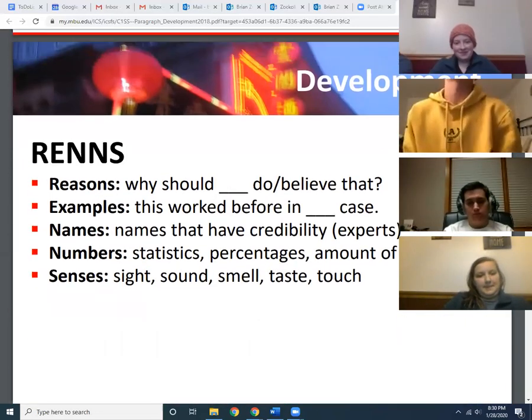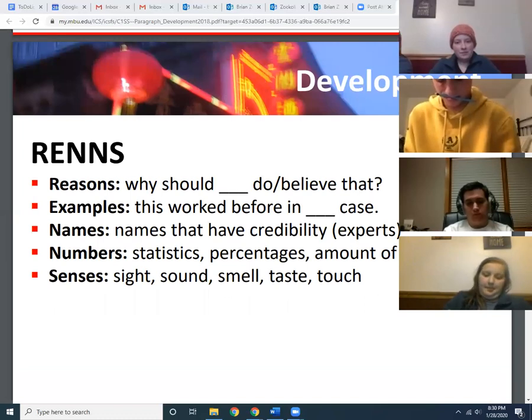And the details that you're going to use to develop these papers are going to be after the Renz method. Reasons, examples, names, numbers, and senses. And you can see the definitions there. But quickly going through them, we would say the reason would be logic. Examples would be case studies about we've seen this work before, or this hasn't worked before.